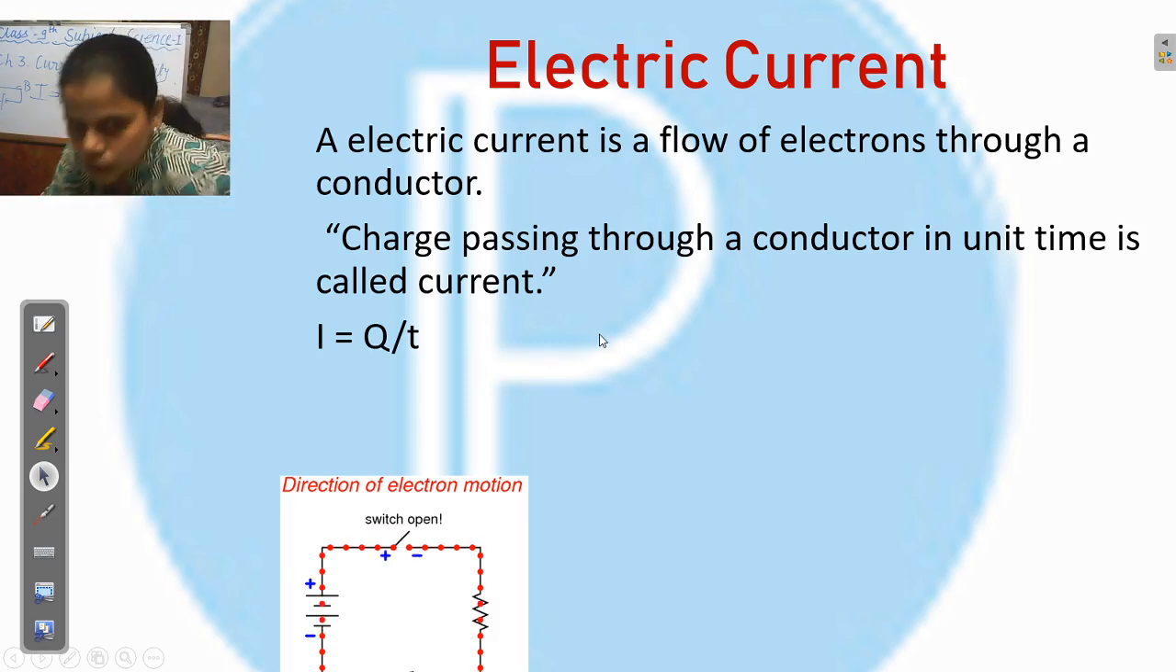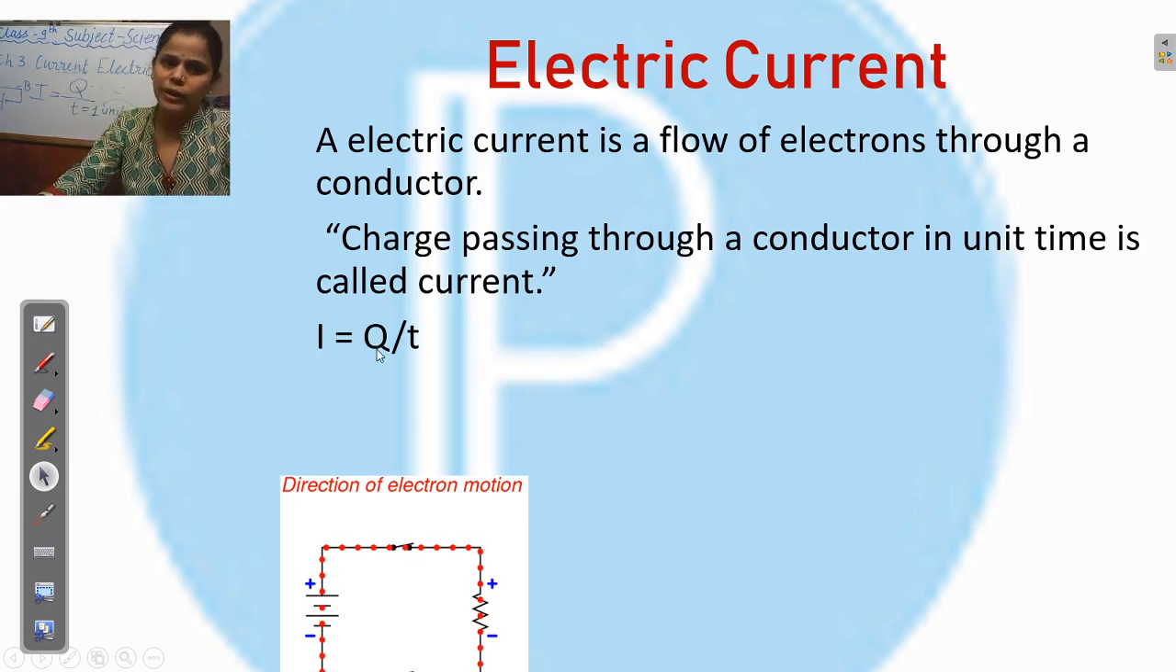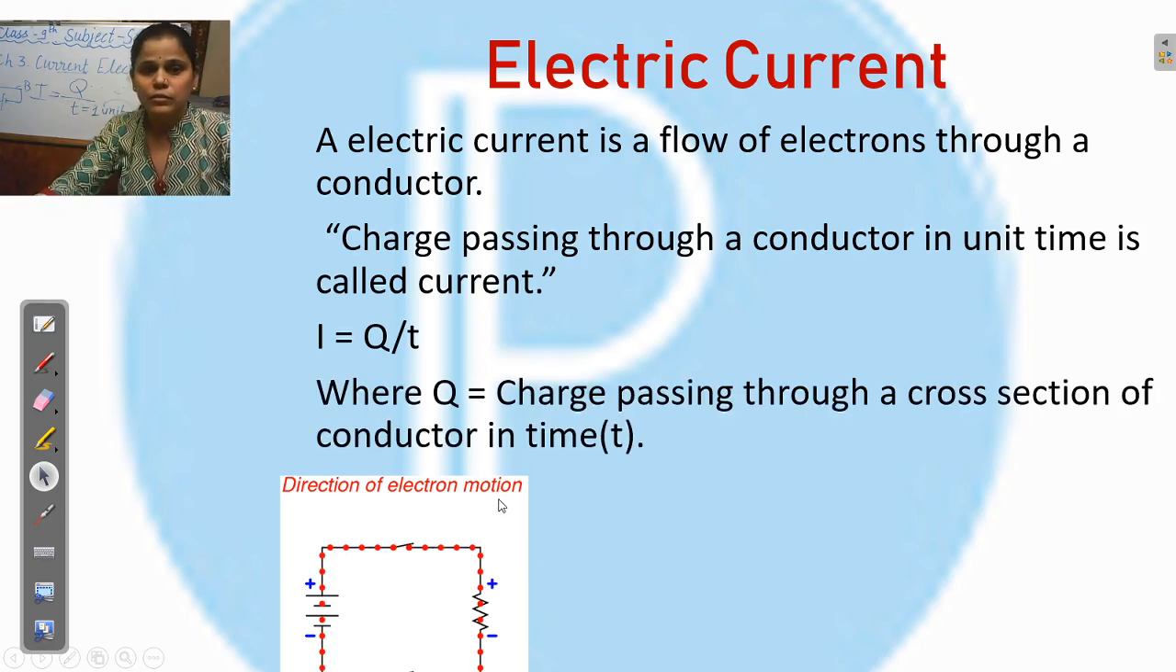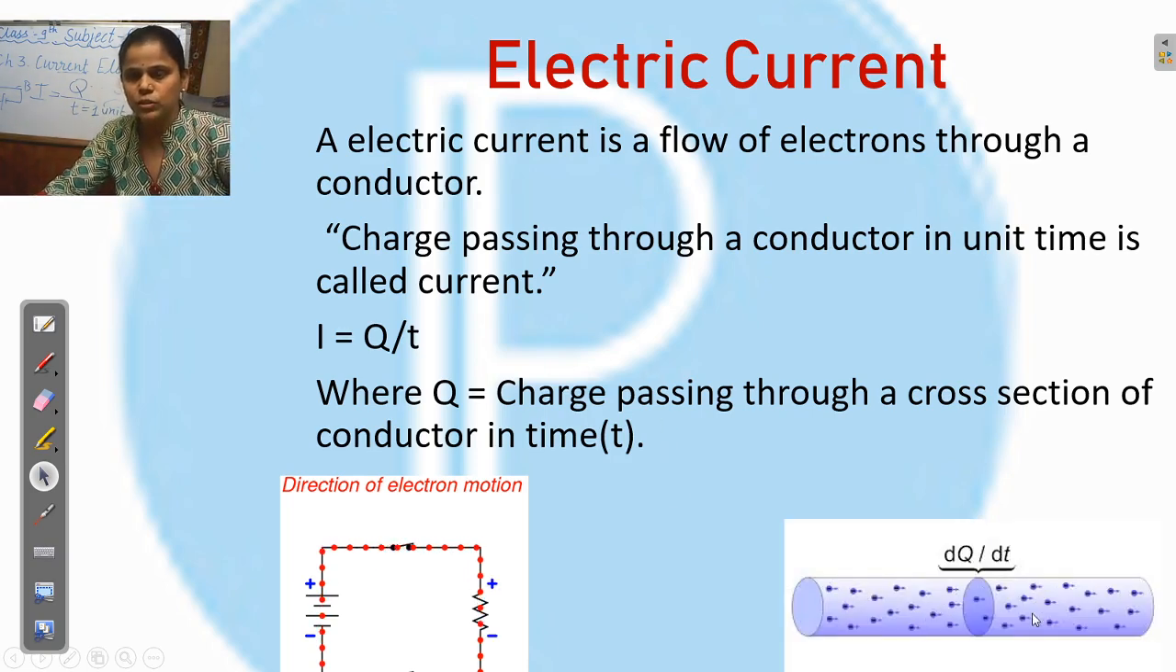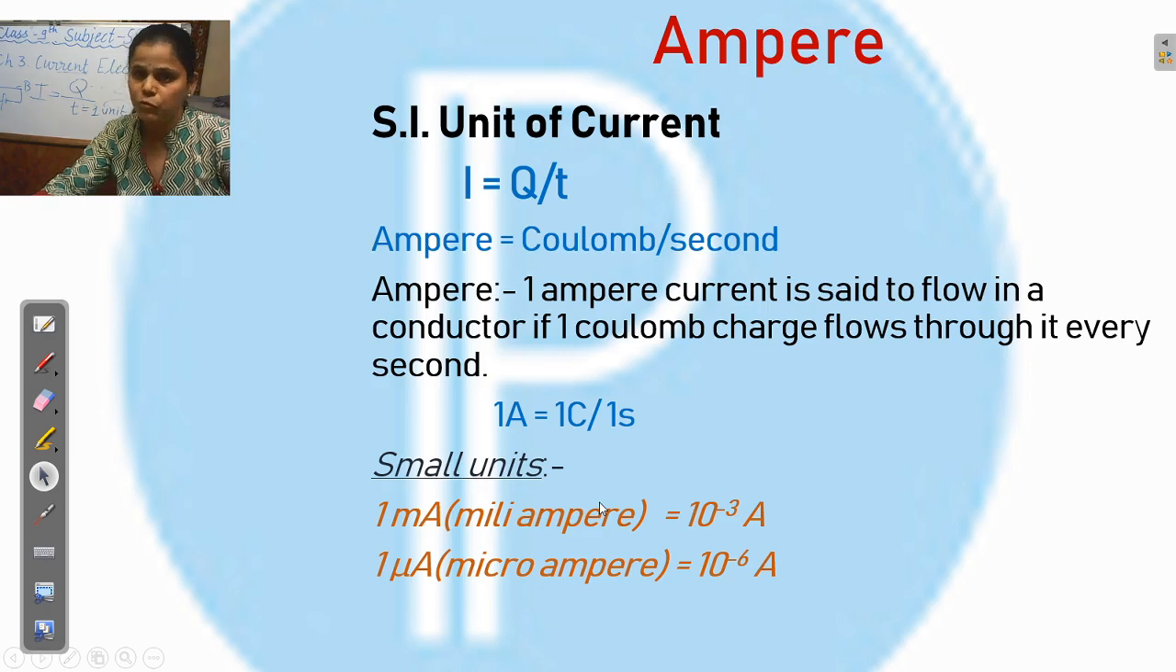Next, the formula is I equals Q upon T, where Q is the charge passing through this conducting wire and T is the time. Then again I repeat the definition: charge Q passing through the conducting wire in a unit time is called the electric current. Got it? Just observe this picture. Q upon T equals I. I is the symbol of current, T is the symbol of time, and Q is the charge that flows through this conducting wire. It's clear?